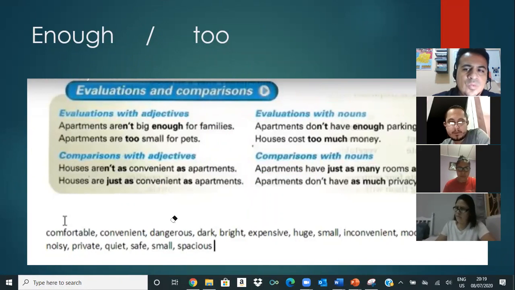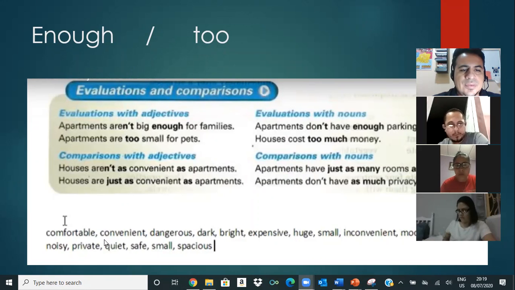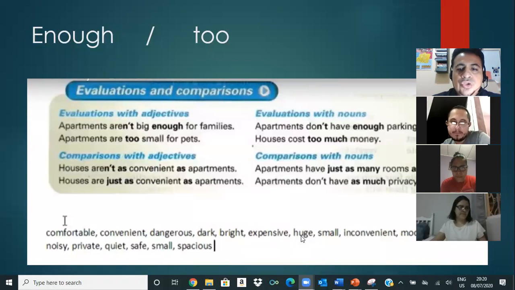Now, remember, what are adjectives? Adjectives are used to describe a noun. For example, adjectives pueden, aquí hay una lista abajo, comfortable. Repeat after me, comfortable. Comfortable. Convenient. ¿Qué es convenient? Conveniente. Dangerous. Peligroso. Yes. Dark. Repeat after me. Dark. Bright. Expensive. Huge. Repeat, please. It's the same as big.